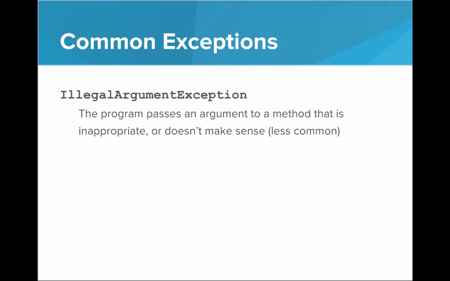We also have the illegal argument exception. And this means that your program is passing an argument to a method that is inappropriate or doesn't make sense. Now, this is a less common exception. One example in the standard Java library is, so remember that characters are actually numbers behind the scenes. 65 means A, 66 means B. What about -1? Well, negative one does not correspond to any character. There is no character that you can produce from negative one.